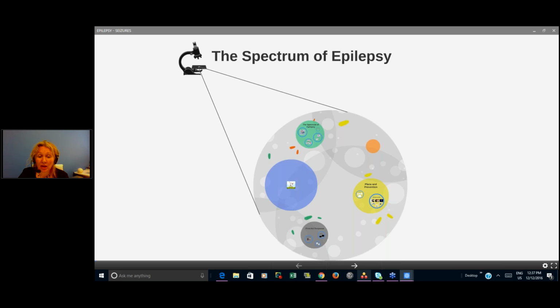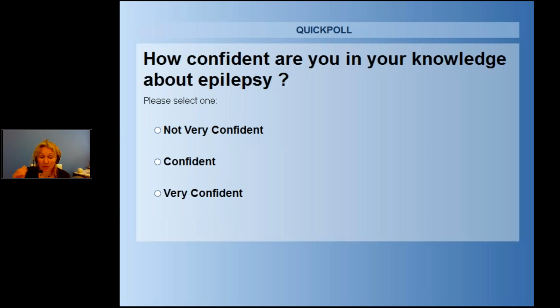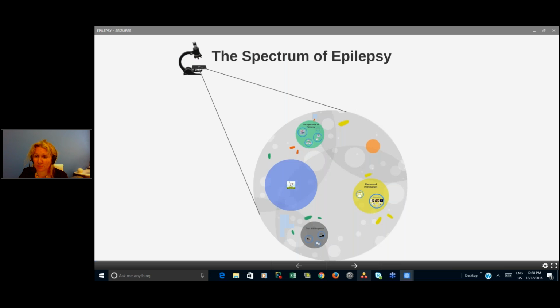So now to kick things off, I'd like to do a quick poll of participants. What we wanted to ask you was, how confident are you in your knowledge about epilepsy? Just go ahead and tick one of those buttons now. And then we'll see where we're at. That's great. So we're about to start the discussion on the spectrum of epilepsy.